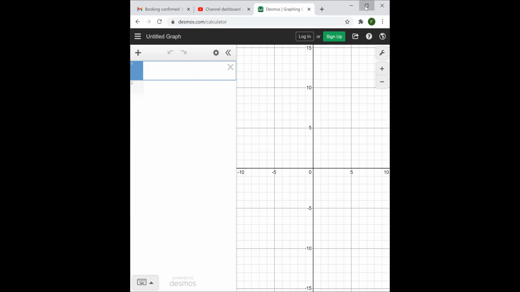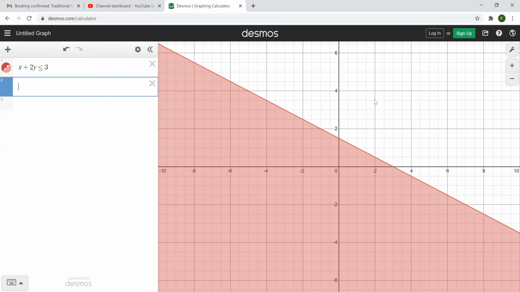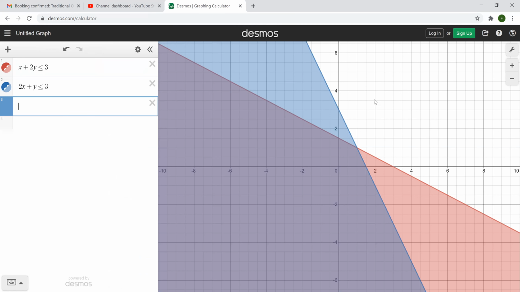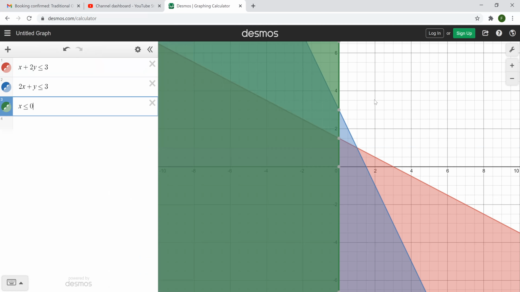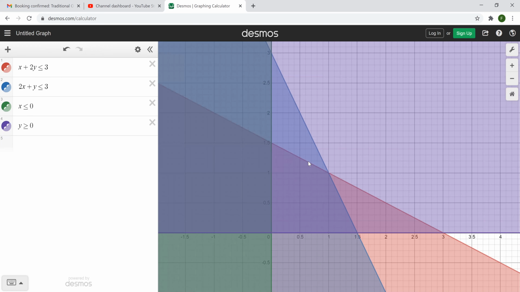What I'm seeing here is that we have, and you can graph this way: x plus 2y less than or equal to 3, 2x plus y less than or equal to 3, and x is greater than or equal to 0, and y is greater than or equal to 0. If you're not colorblind, you can see that the overlap is in this region here. But it's really difficult to see this overlap.